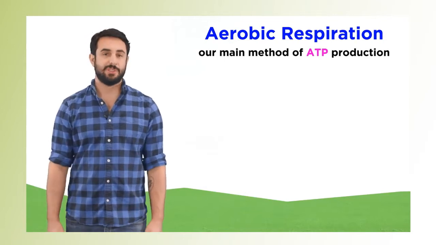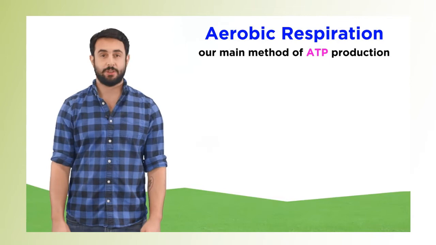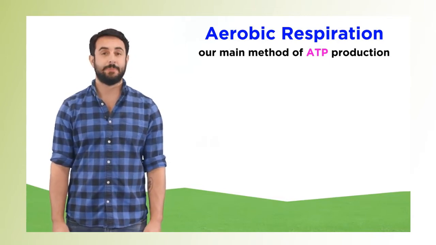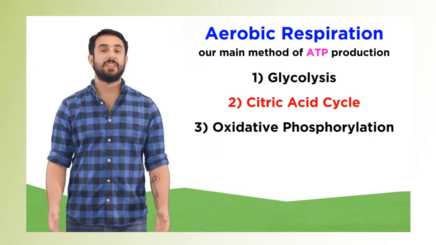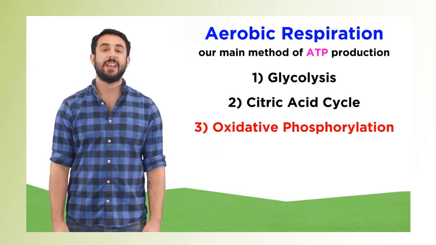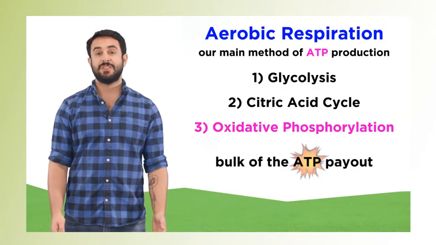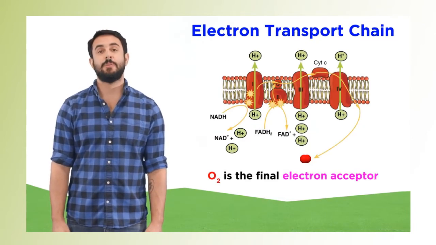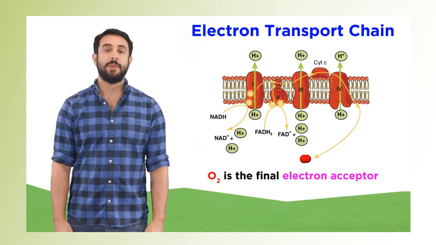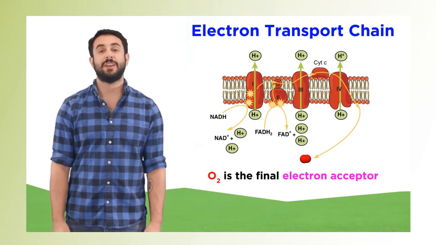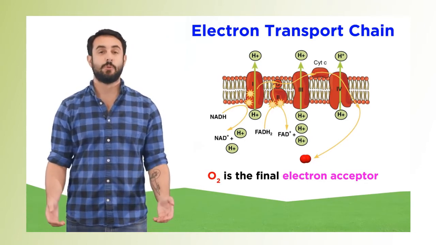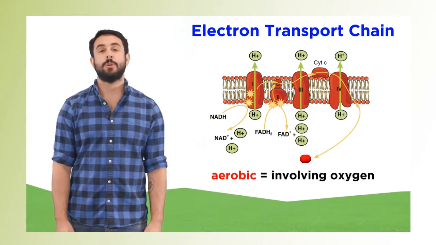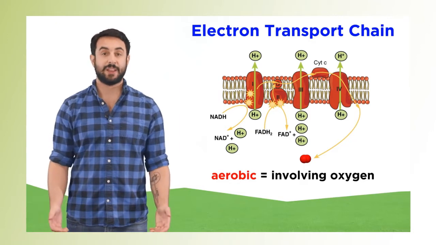In the biochemistry series, we looked at aerobic respiration. This is the process by which the cells in our body generate ATP through glycolysis, the citric acid cycle, and oxidative phosphorylation. This third step is the one that produces the bulk of the ATP payout, and it relies on the presence of molecular oxygen, because oxygen is the final electron acceptor in the electron transport chain. So without oxygen, this process cannot occur, hence the term aerobic, which means involving oxygen.